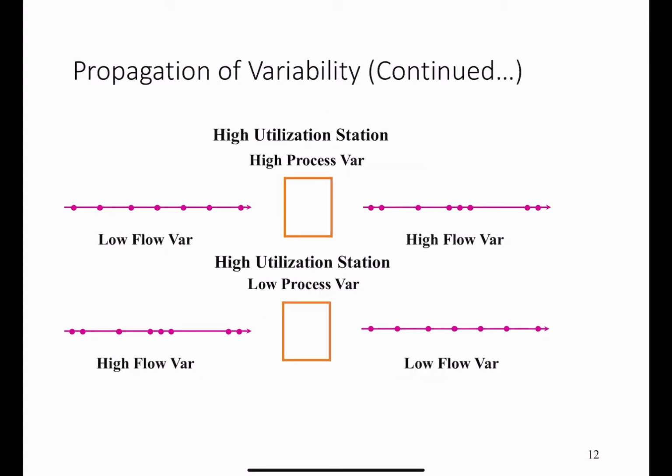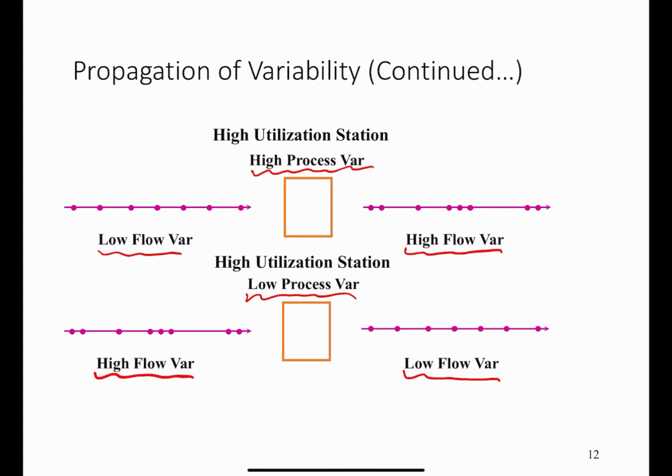So this is a third comparison. Here we have high utilization rate on both scenarios, but on top I have high process availabilities. At the bottom, I have the low process availabilities. When I have a high process availability, even if my input has low flow availabilities, the output will become high flow availabilities. However, if I have low process availabilities, even if my input has a high flow availabilities, my output will reduce to a low flow availability.